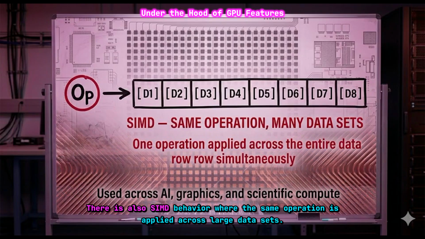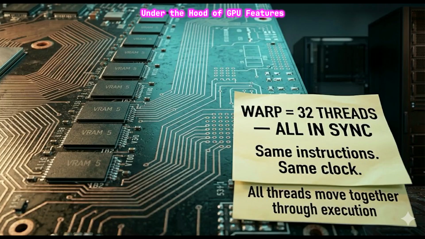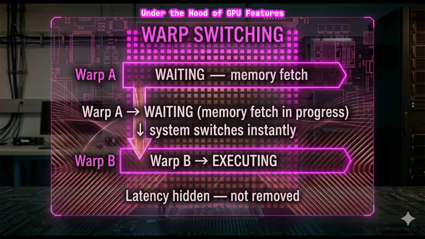There is also SIMD behavior, where the same operation is applied across large data sets. Threads are grouped into warps. A warp runs in sync. All threads move together through the same instructions. If one thread waits, the system does not stop. It switches to another warp. This is how latency is hidden, not removed.